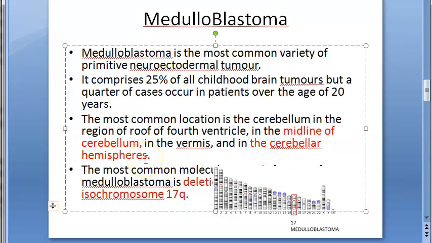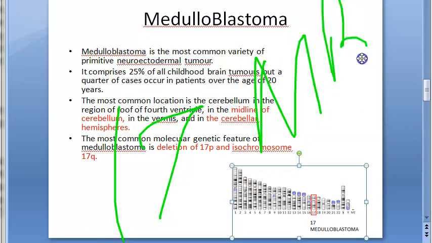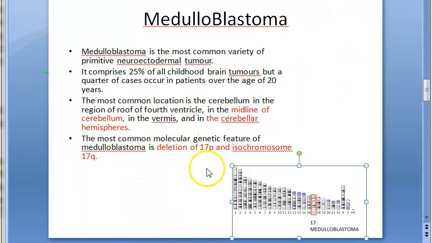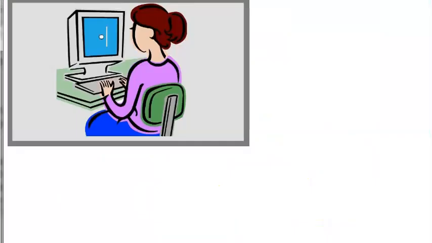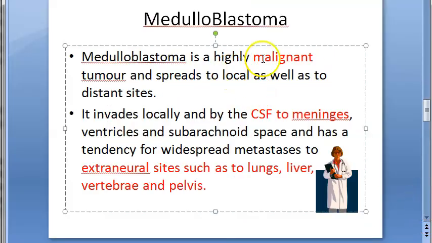Okay, cerebellar hemispheres. The most affected genetic feature is chromosome 17, guys. So, chromosome 17 is affected in what? Medulloblastoma. Chromosome 17. Okay. Got it right? Chromosome 17, medulloblastoma. Moving on. Now, it is a malignant tumor.